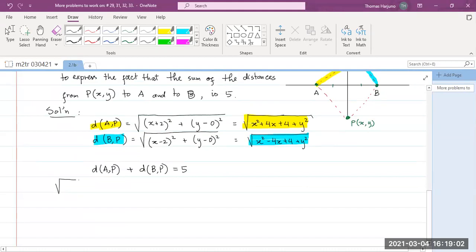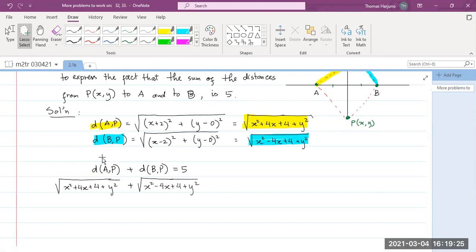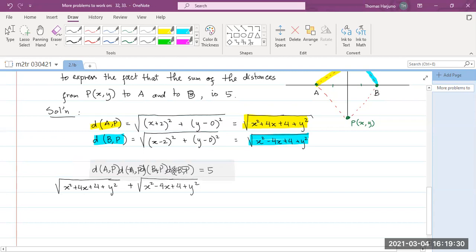Then we get square root of x squared plus 4x plus 4 plus y squared plus square root of x squared minus 4x plus 4 plus y squared. Let me move this a little bit to the right. Equals 5. That's actually the equation.